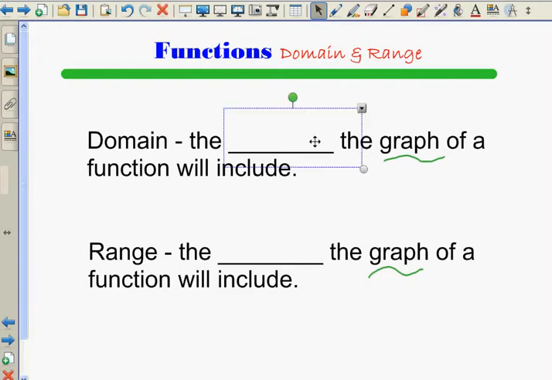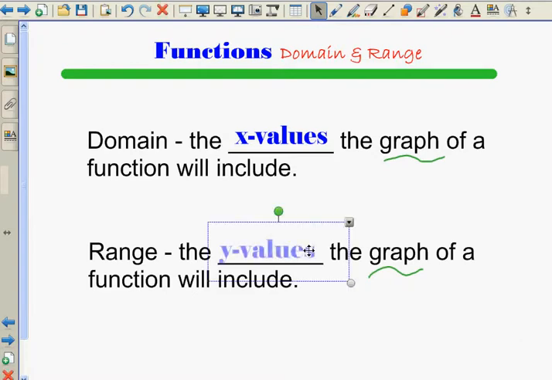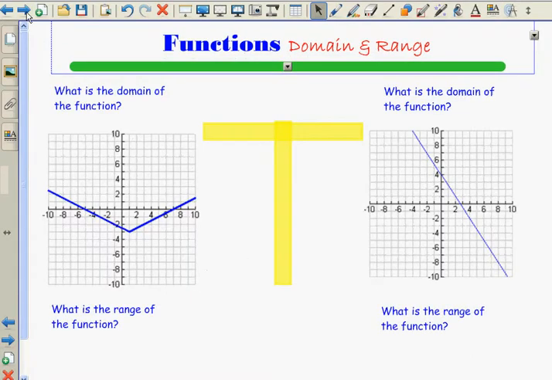So the domain is the x values that the graph of a function is going to include, and then the range is the opposite of that, the y values that the graph of a function will include. So we're going to look at some graphs and see what x's get covered by the graph and what y's get covered by the graph.